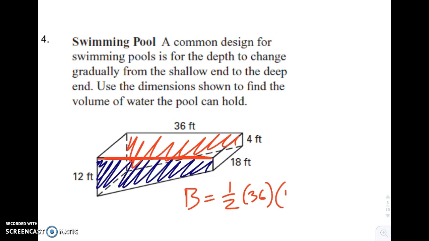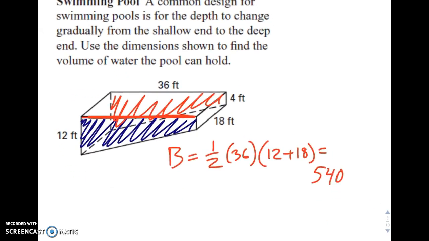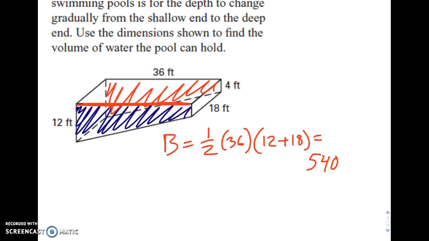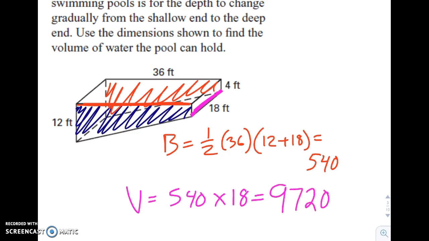The two bases together are 12 plus 18. And that area will be 540. We're going to multiply by the distance between those two bases, which in this example will be 18. So the volume will equal 540 times 18, which is equal to 9,720 cubic feet.